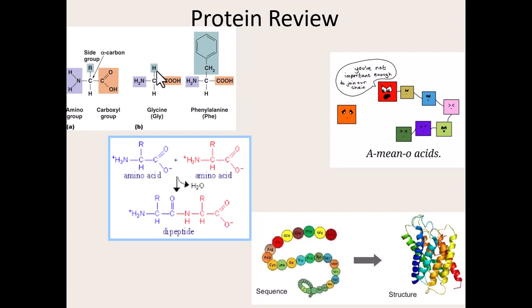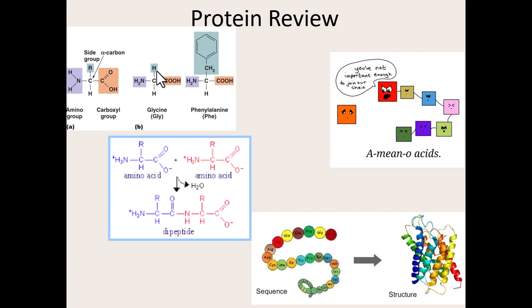We'll look at these a little bit in lab. So they all have a central carbon. They all have an amino group. They all have a carboxyl group. They all have a single little hydrogen. And the only thing that changes between the amino acids is that tealish colored part, what they call an R group. So every amino acid looks about the same, except for that one tiny little change on the R group.